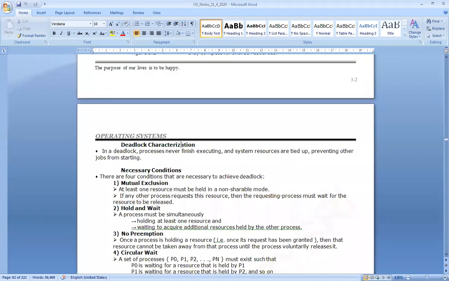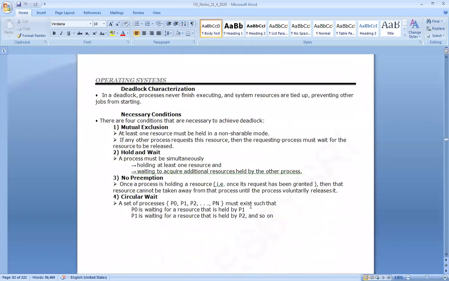Then after that we studied the necessary conditions for deadlock. So what are the necessary conditions for deadlock? Mutual exclusion is one necessary condition. Then hold and wait is the second necessary condition. No preemption is the third necessary condition, and circular wait is the fourth necessary condition. Okay, so all these four different necessary conditions we also studied in the last class.